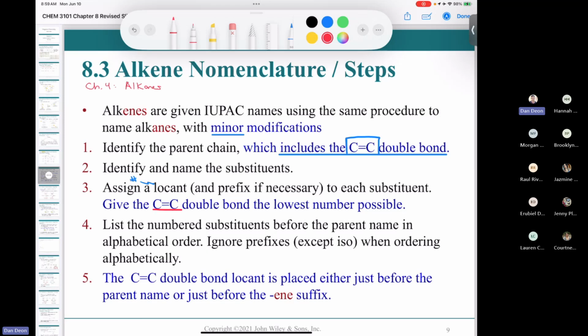Okay, we're going to want to give the carbon-carbon double bond, or our functional group, the lowest possible number. And if you're like, well, there's 2 carbons involved in the double bond, yes, but we only give a number to the first one. So we list the numbered substituents before the parent name in alphabetical order. Ignore prefixes except iso. Remember, we also ignore cyclo and neo. When ordering alphabetically, the carbon-carbon double bond locant is placed either just before the parent or just before the -ene suffix. I'll show you an example of this. Don't worry, I'll show you what that means exactly.